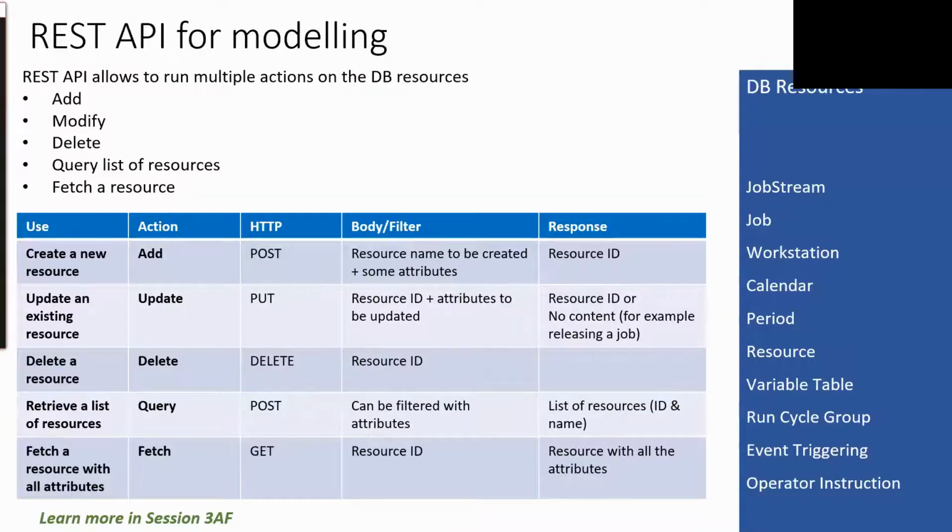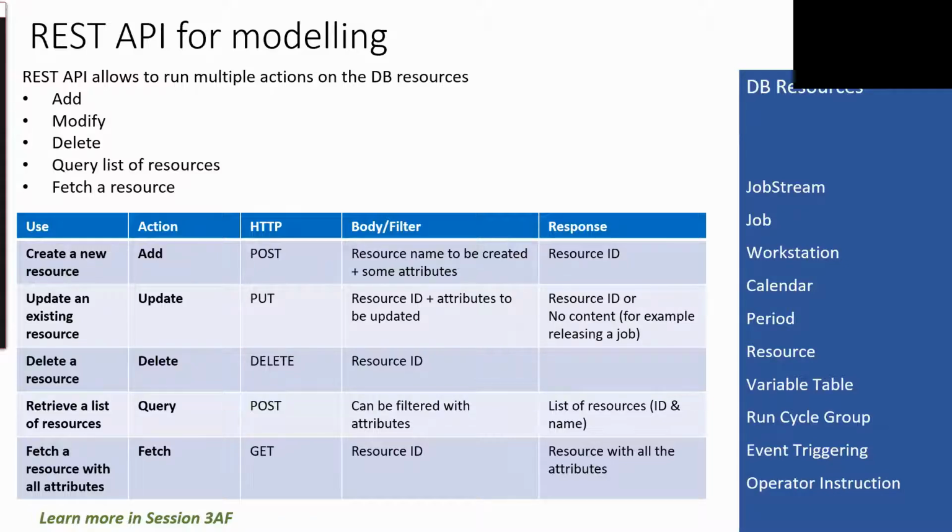Specifically for the modeling phase, to interact with resources that are in the IBM Z Workload Scheduler database, you can perform the following actions. You can create a new resource through an add action, and in this case you have to provide the resource name to be created with some of the attributes that you want to specify, and the API will return the resource ID. You can even update an existing resource. In this case, you have to identify the resource through the resource ID, and you have to provide the attributes that you want to have updated.